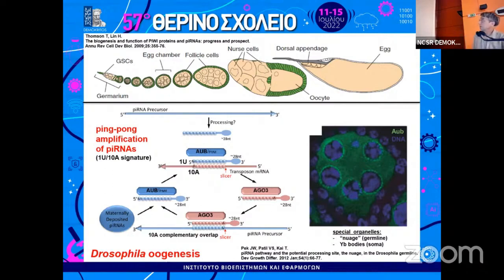This process seems to occur in special organelles in germline cells. This is, for instance, a nurse cell, which is a germline cell in the follicle of insects. You can see that the PIWI protein accumulates as dots around the nucleus. These special organelles are called nuage in the germline. They can also occur in particular somatic cells. In that case they are smaller, and they are called the Yb bodies.